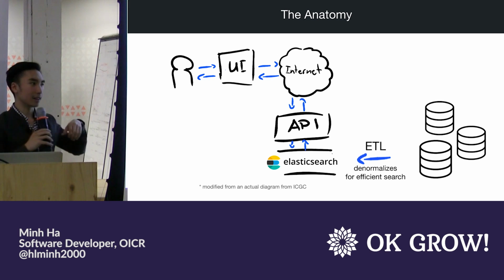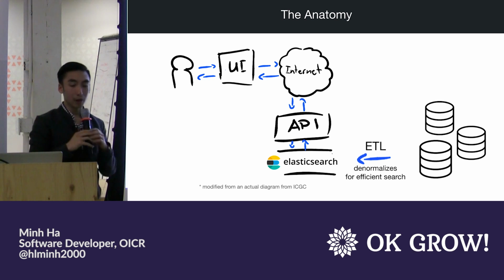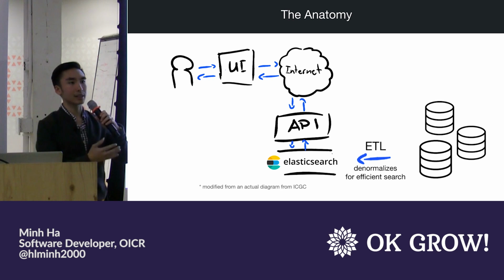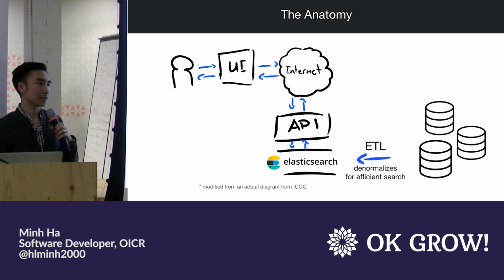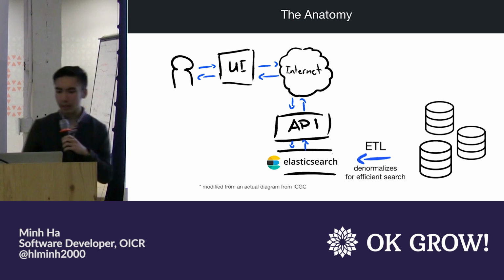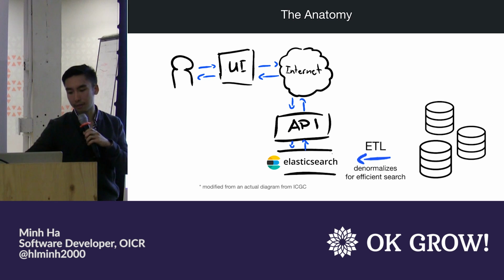We extract that data, run what we call the ETL, or extract, transform, and load, where we essentially just denormalize all the data and index it into Elasticsearch and build an API on top of that, expose it through the web, and make the UI to let people search through it. And Elasticsearch, for those of you who might not be familiar, is basically a document store that's optimized for searching, for retrieval.